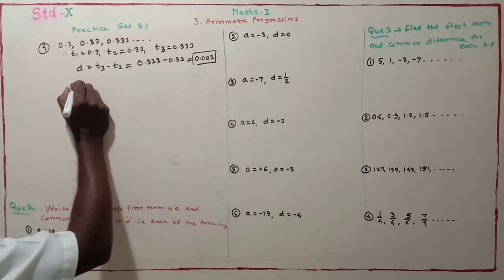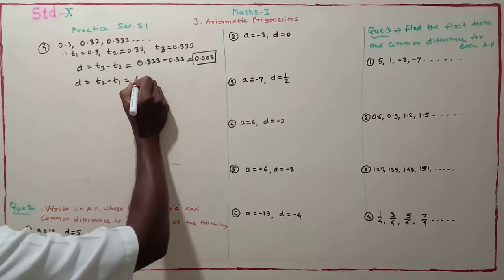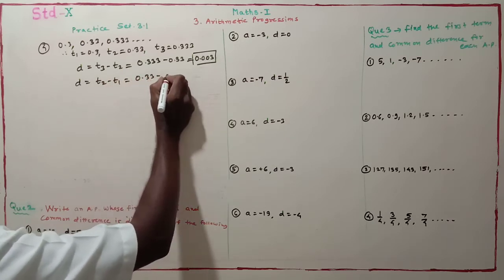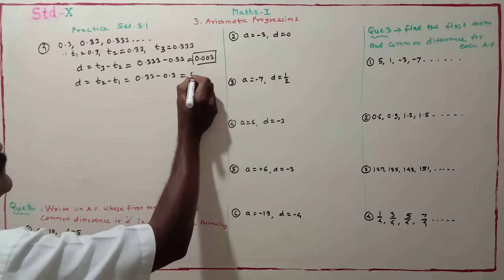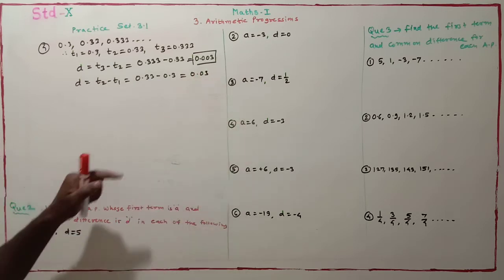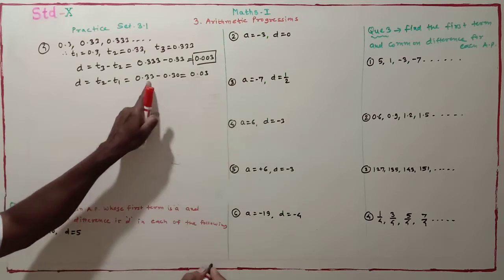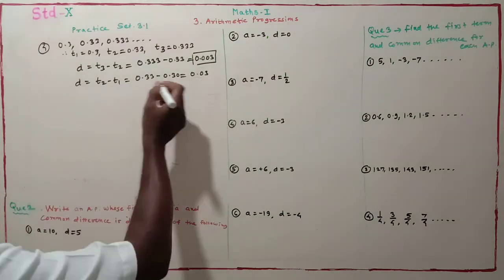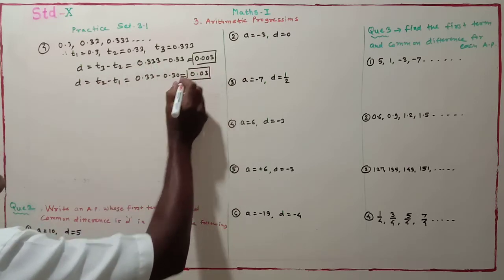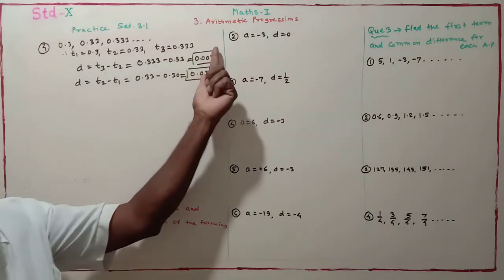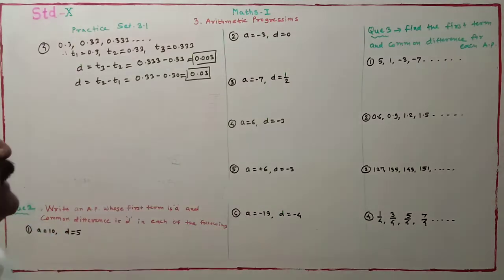In the second D, you get T2 minus T1. T2 is 0.33 minus 0.3 is equal to 0.03, because 3 minus 0 is 3 and 3 minus 3 is 0. This is the second D. These two Ds are not constant, therefore this sequence is not AP.